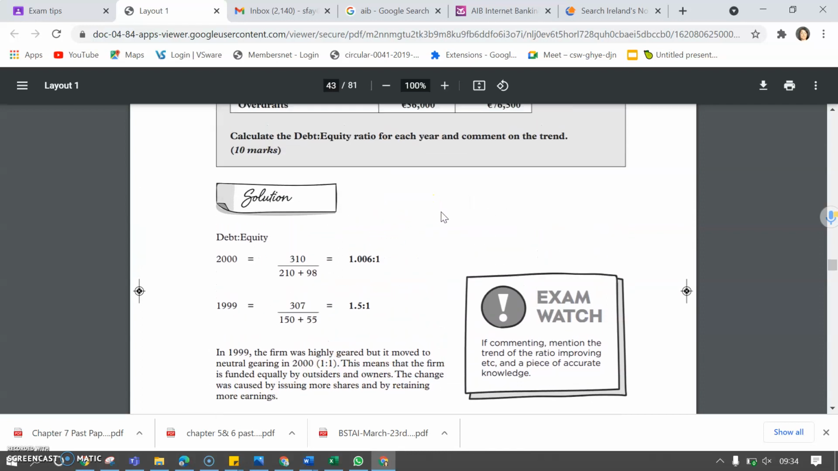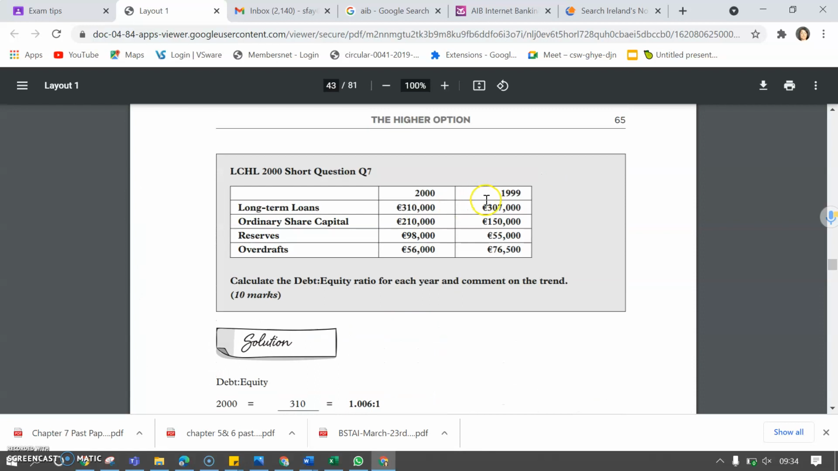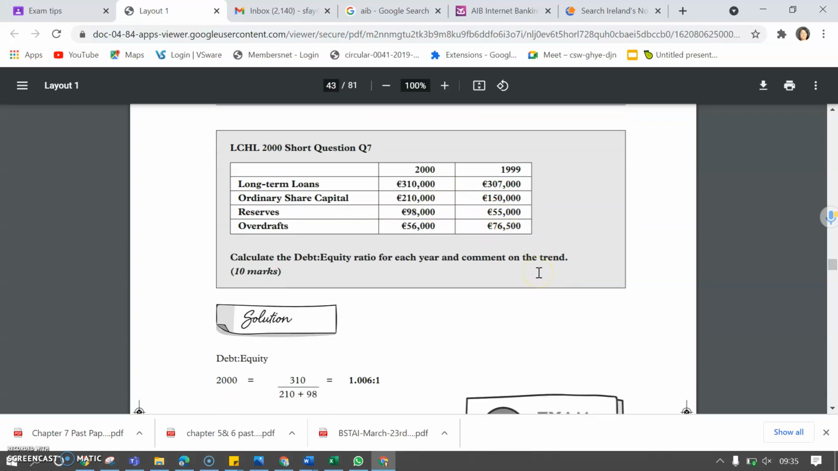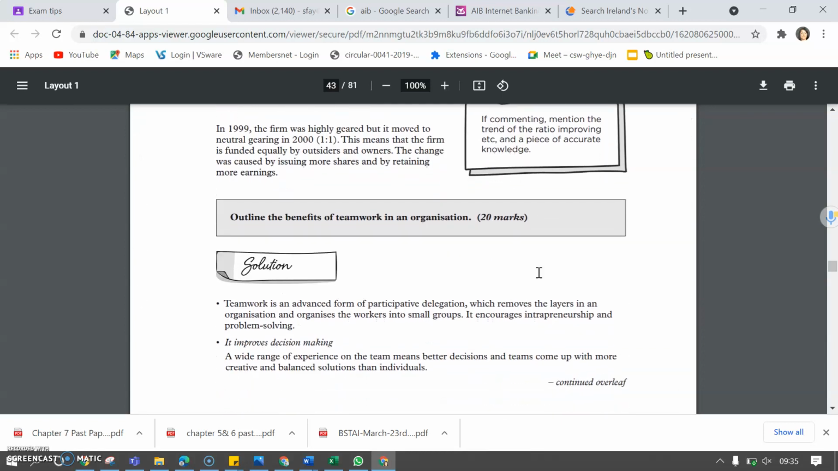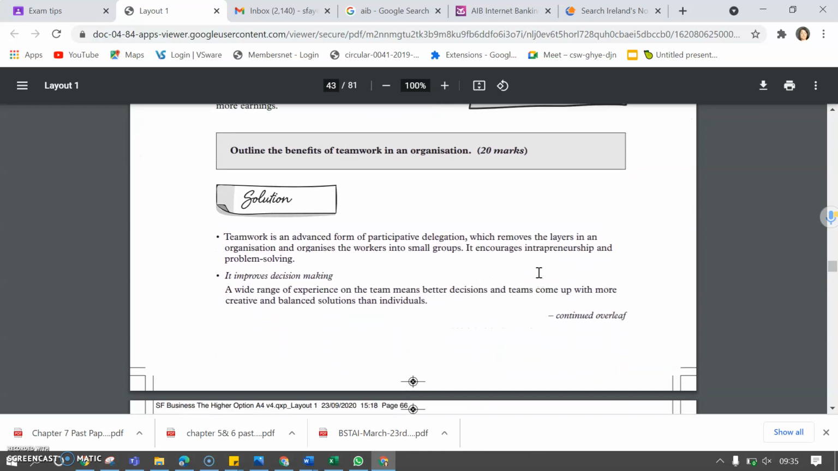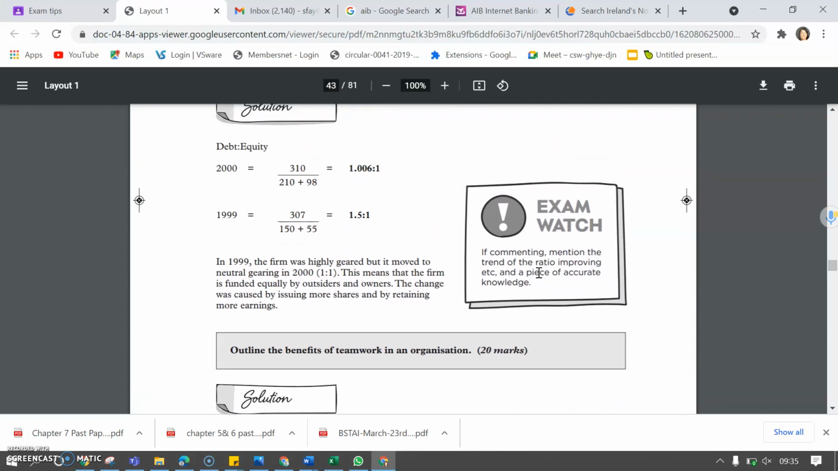And you see that up here. How did it improve? Well, the loan went up only by a small amount, so it's not really worth commenting on. Whereas this went up by a good amount, your ordinary shares, and then the reserves, they kept loads of savings. So you look, and that's how you comment. Okay, so that's your solution on that section there.